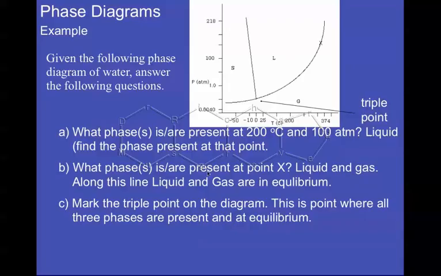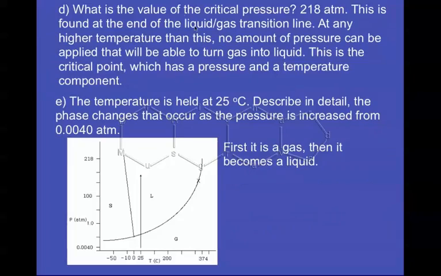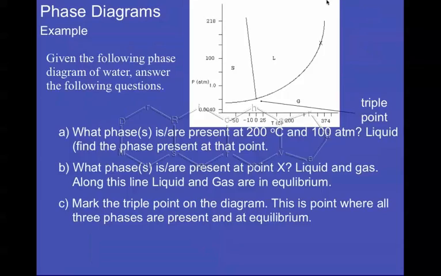What phases are present at point X? Point X is along the liquid-gas phase interface line, so we're looking at liquid and gas being at equilibrium at this point. The triple point, I've already pointed that out to you. What is the value of the critical pressure? Okay, so critical pressure, that's this point right here.